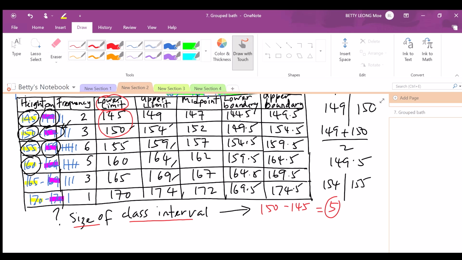The other method is you use your lower boundary and upper boundary. For the same class, you just minus. 149.5 minus 144.5. This one also you will get 5. Okay, this is just tips for you. If you are given a table and you are asked to find the size of class interval.